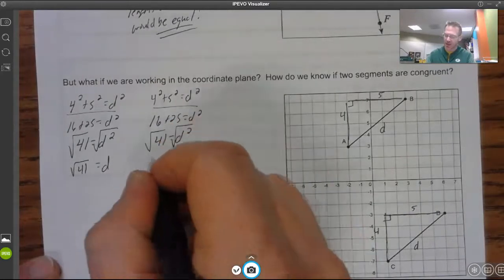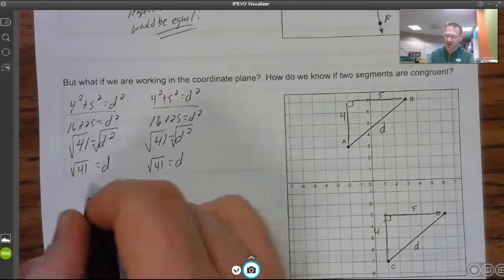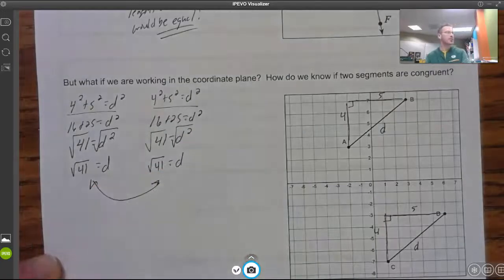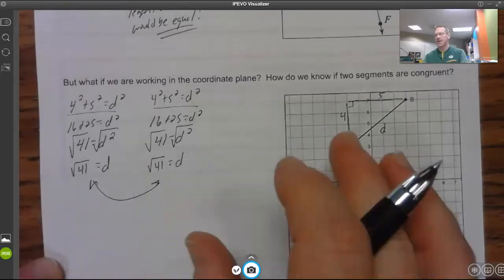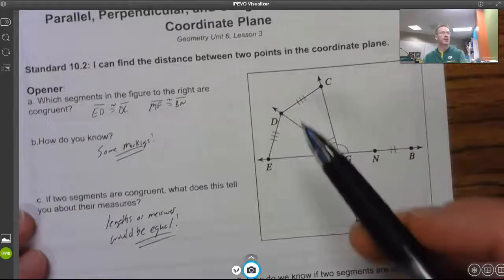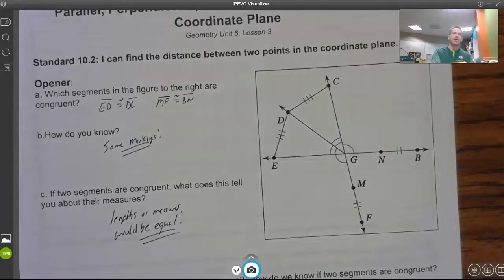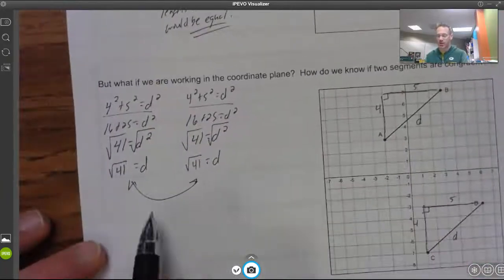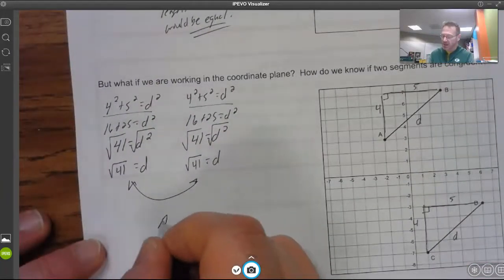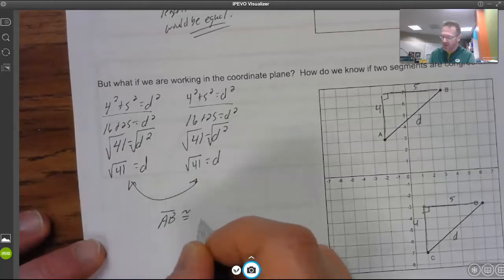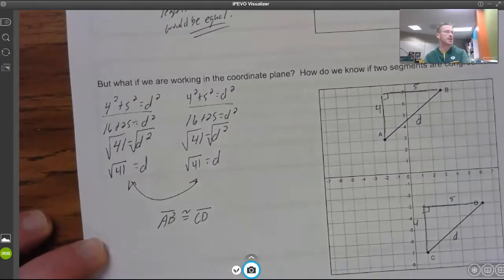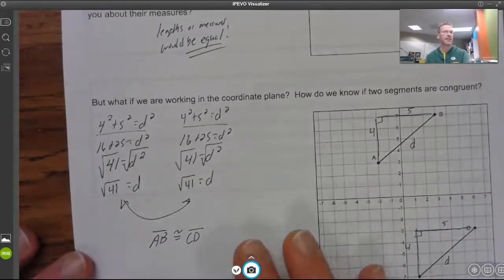Take the square root of both sides, and the square root of 41 is equal to d. So you can see that those two numbers are the same. They have the same measure. Now we're really working in reverse. Here, we knew they were congruent, so we said they have the same measure. What we're going to do in the coordinate plane is go in reverse. If we can show that they have the same measure, then we know that they are congruent. So that tells me AB is going to be congruent to CD. And that's how it connects to what we just talked about in our previous lesson.